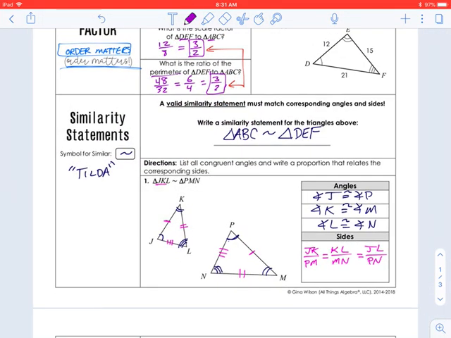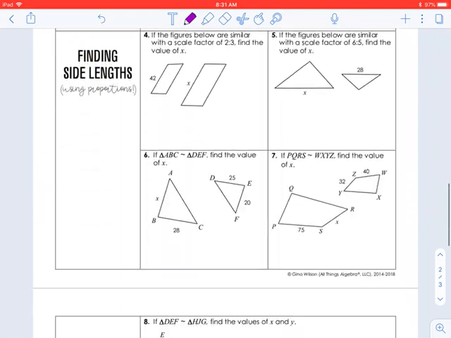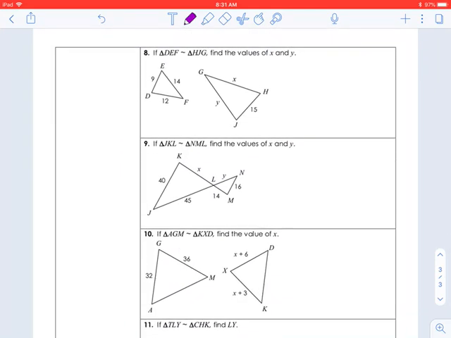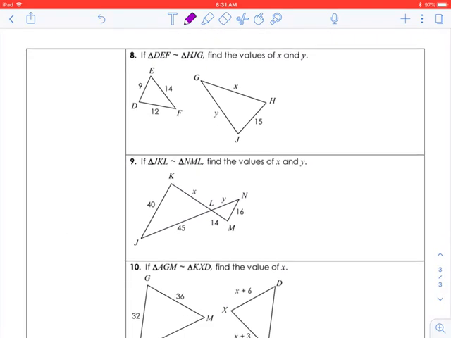All right. So let's look at a couple more examples here. We're just going to be looking at number 8 here through the rest.